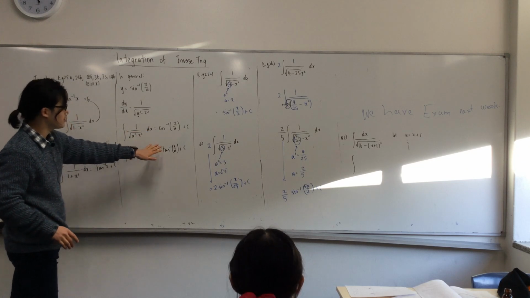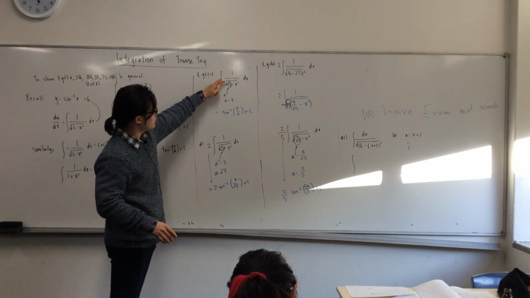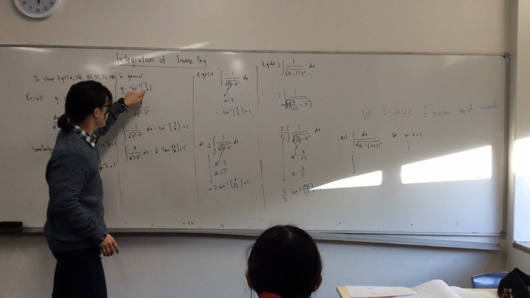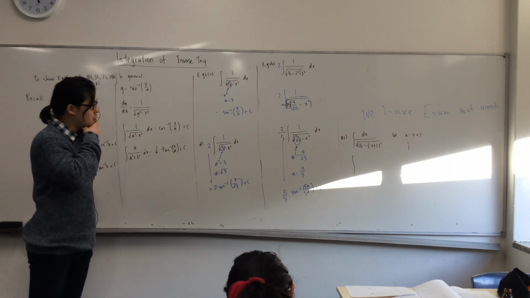If it doesn't have a root, it's tan inverse. Just always focus on the number inside the square root. That's your a squared, so your a is 2. You're just replacing that a with the 2, and then just get your answer. With these ones, it should be pretty straightforward.